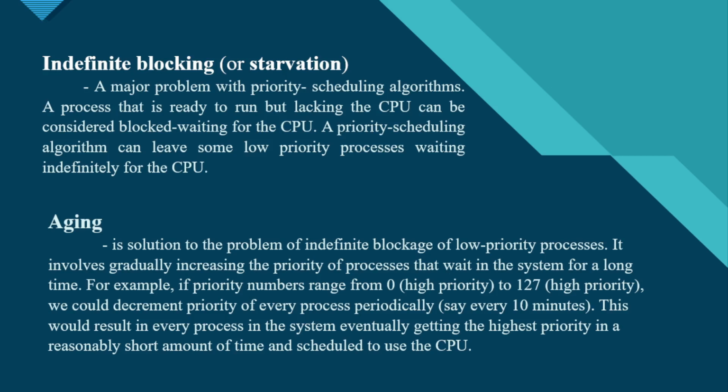Aging addresses the indefinite blockage of low priority processes. It involves gradually increasing the priority of processes that wait in the system for a long time. For example, if priority numbers range from 0, high priority, to 127, low priority, we could decrement the priority number of every process periodically, say every 10 minutes. This would result in every process in the system eventually getting the highest priority in a reasonably short amount of time and being scheduled to use the CPU.